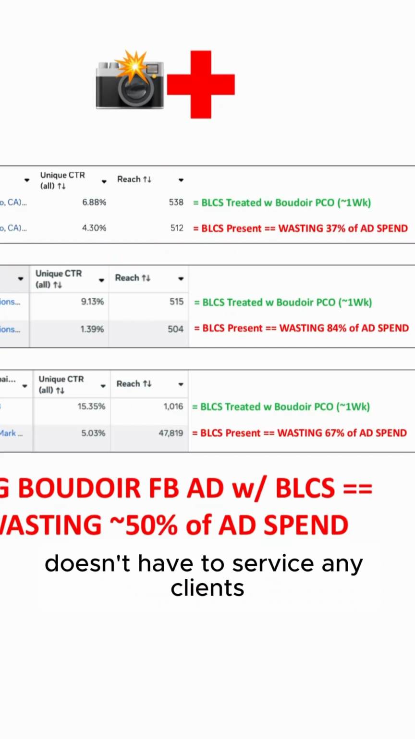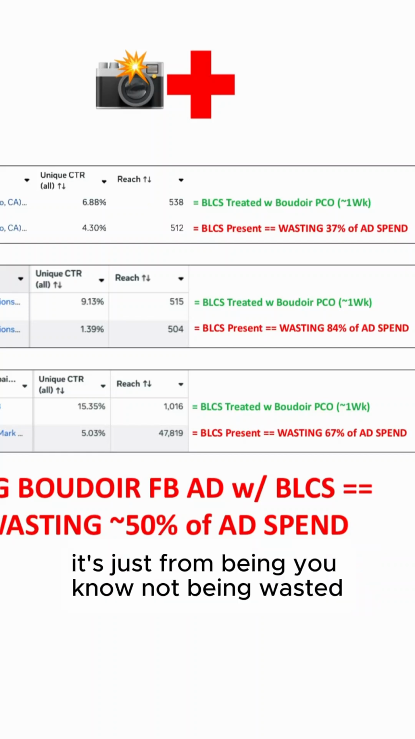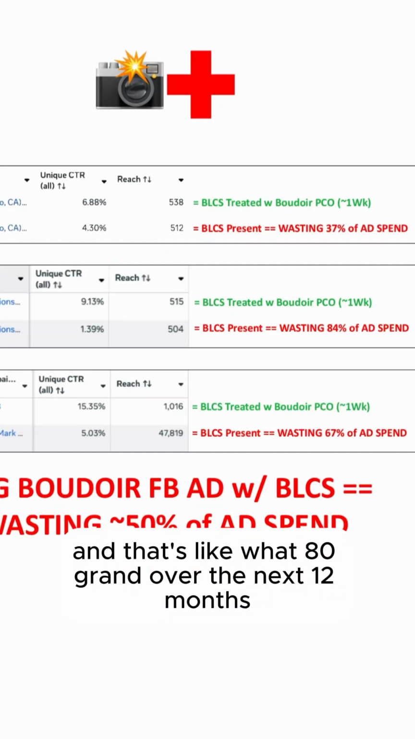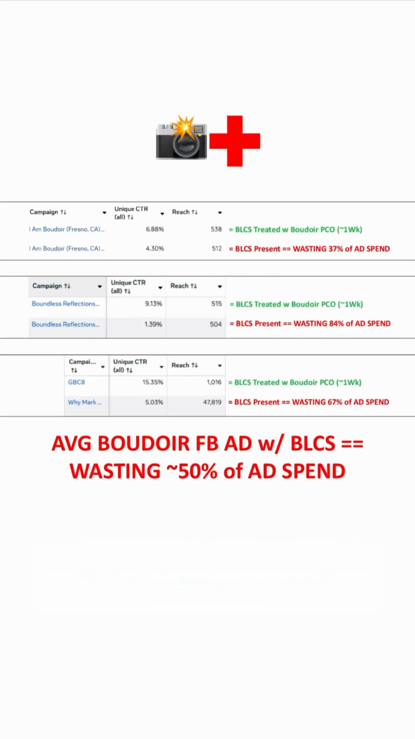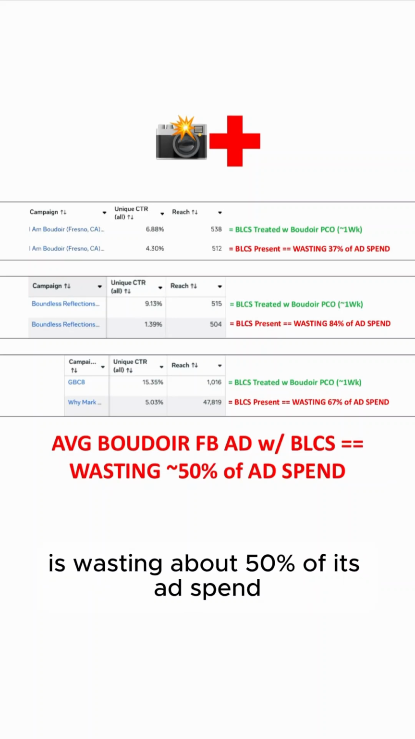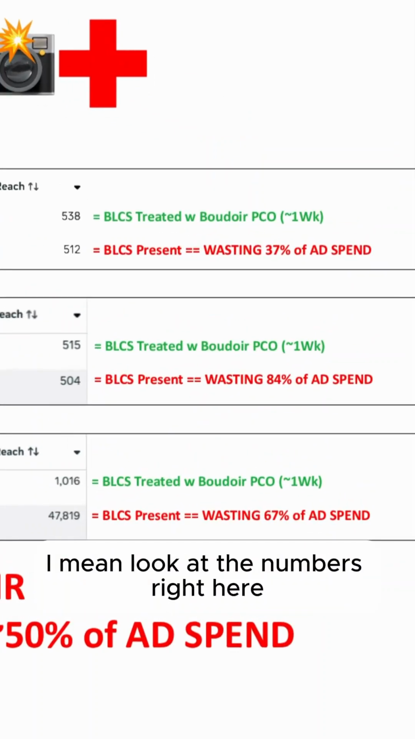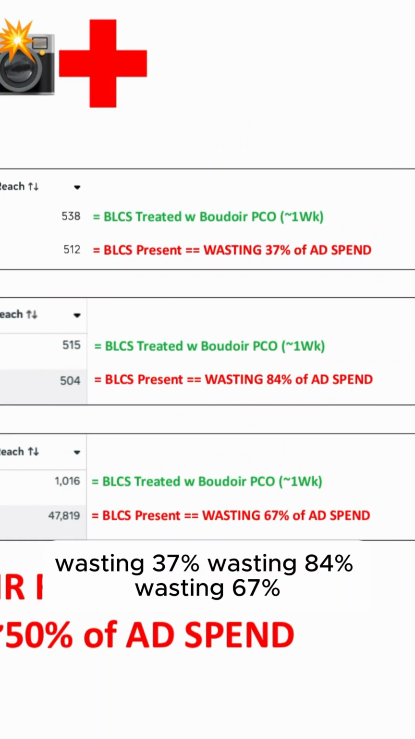Doesn't have to service any clients. It's just from not being wasted. And that's like what, 80 grand over the next 12 months, 80 grand over the next year. So big numbers here. Now the average Boudoir Facebook ad with BLCS is wasting about 50% of its ad spend. I mean, look at the numbers right here, wasting 37%, wasting 84%, wasting 67%.